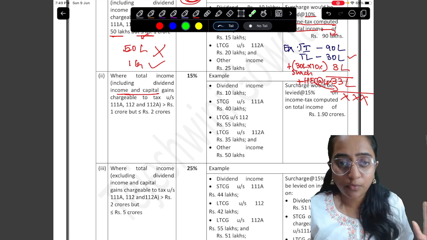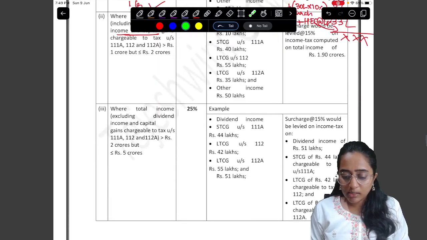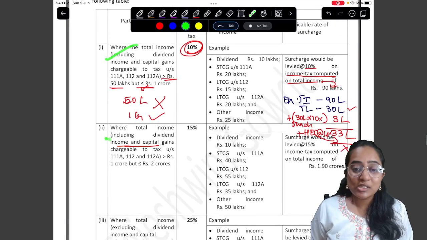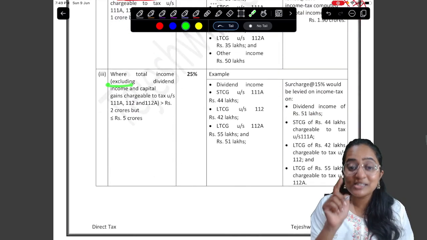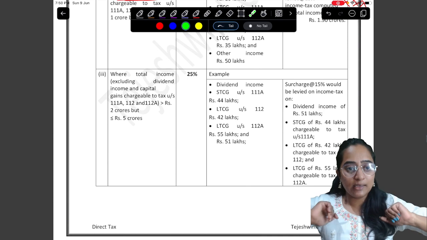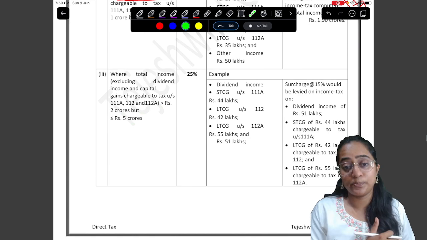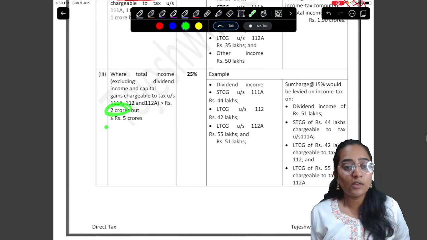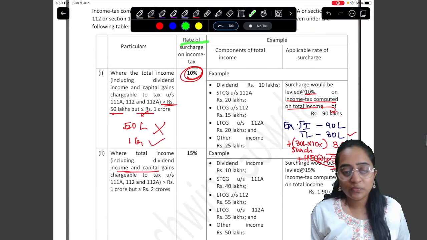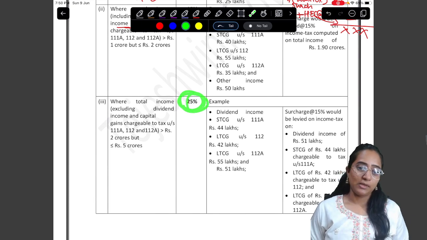Remember these two differences with regard to surcharge. Everyone? Great. But the total income excluding the dividend income, now you can see in these two situations it was including. Now you can see it is excluding over here. That is where the total income excluding dividend and the capital gain income is greater than 2 crores but less than or equal to 5 crores, then the rate of surcharge of the income tax which is leviable or applicable is going to be 25%.